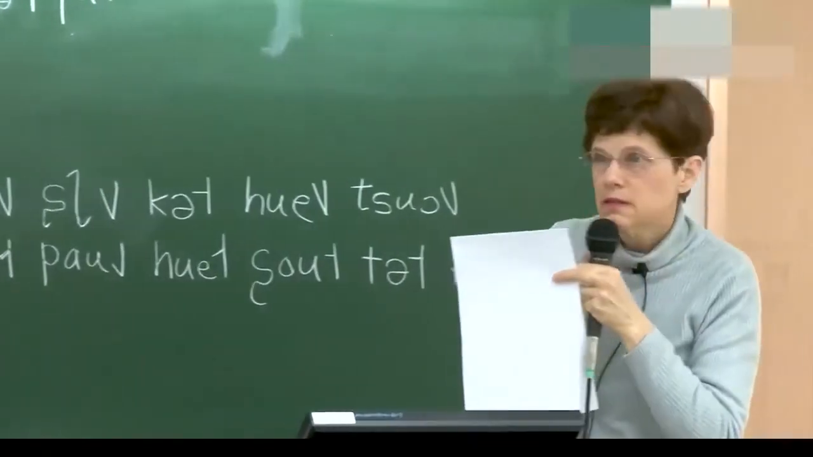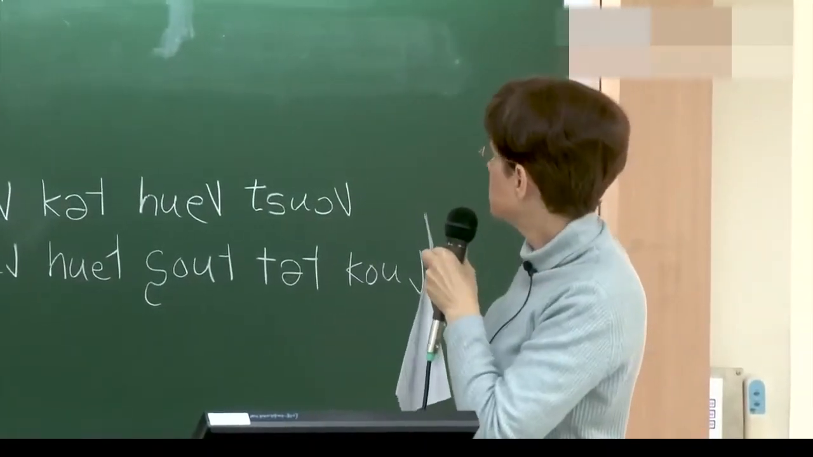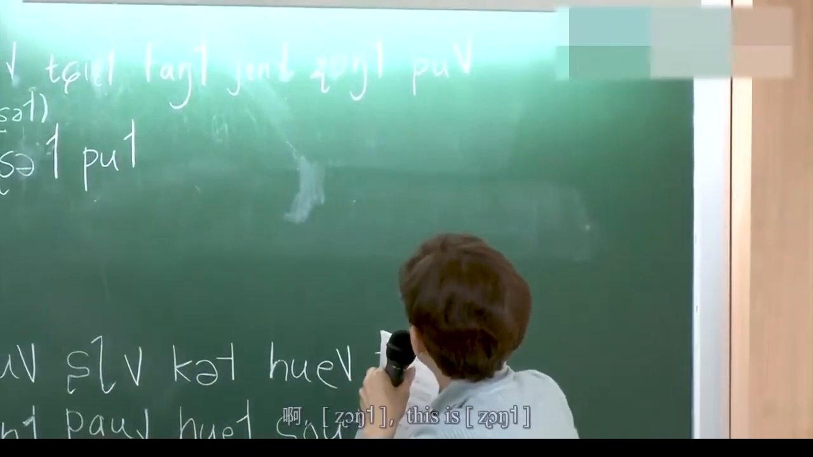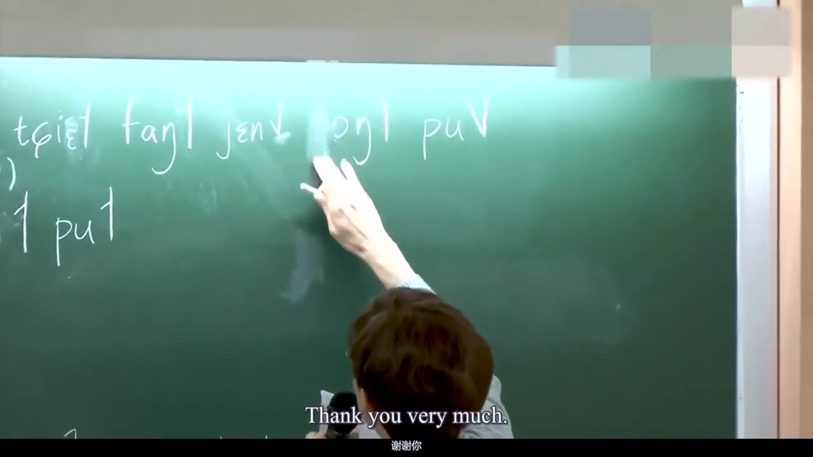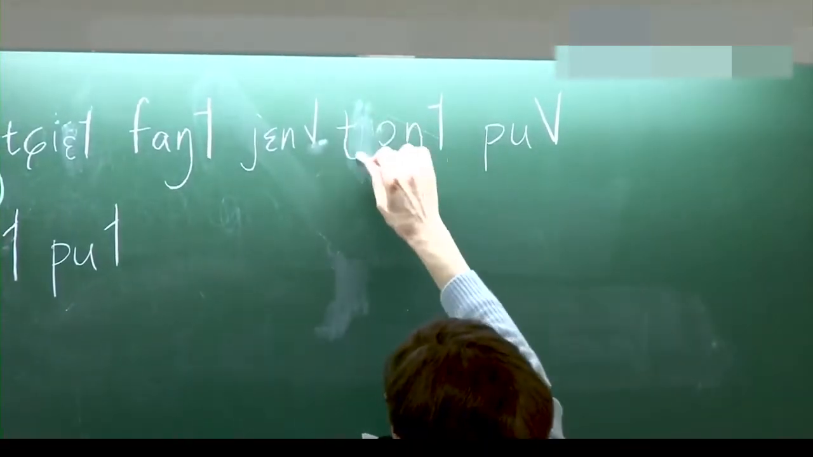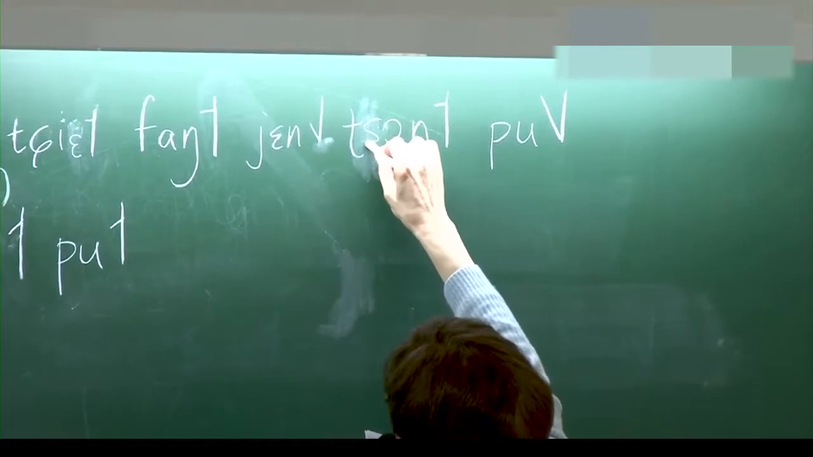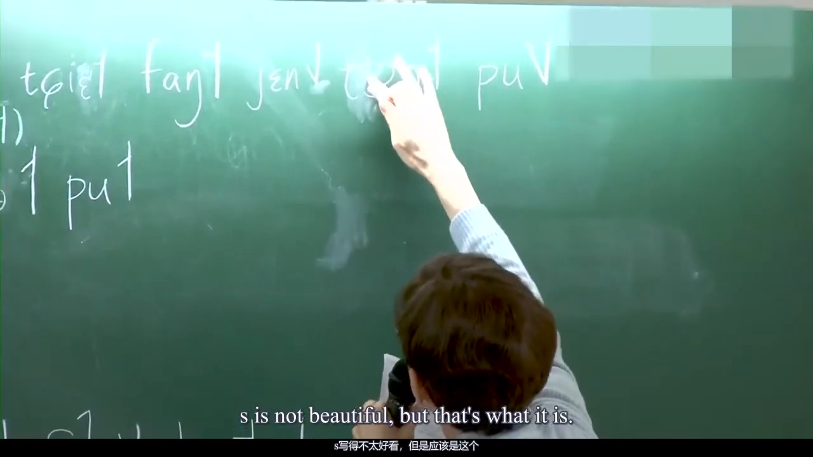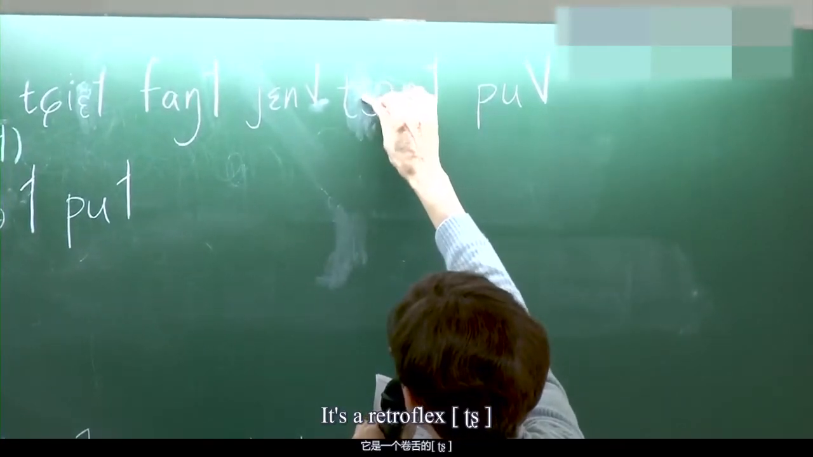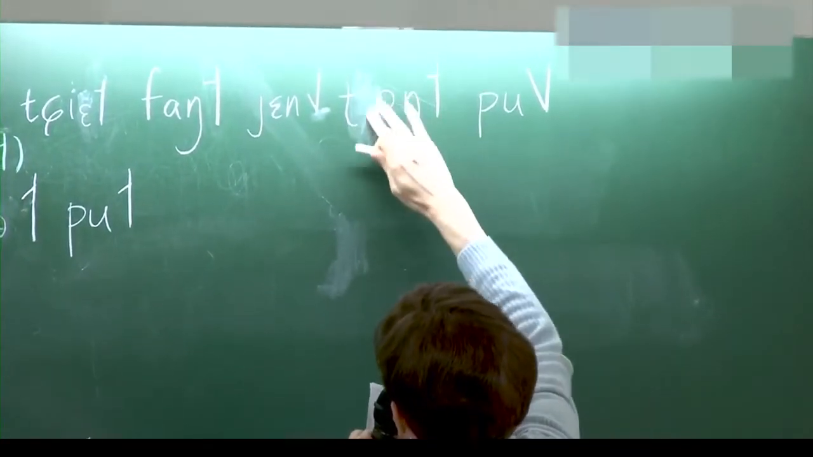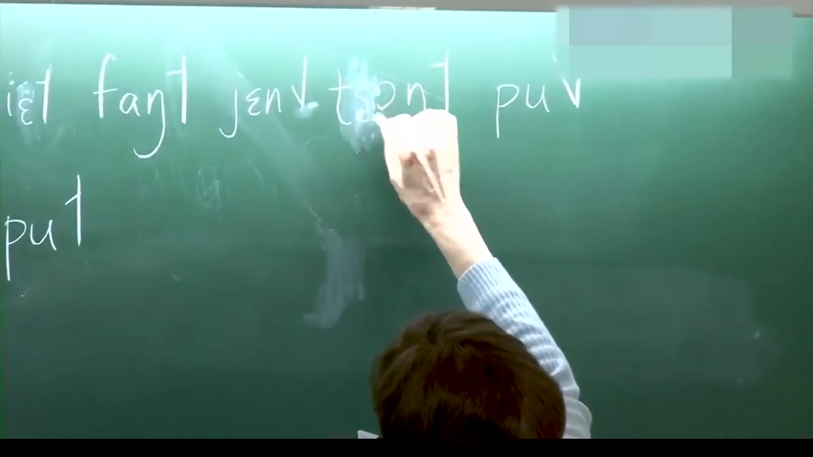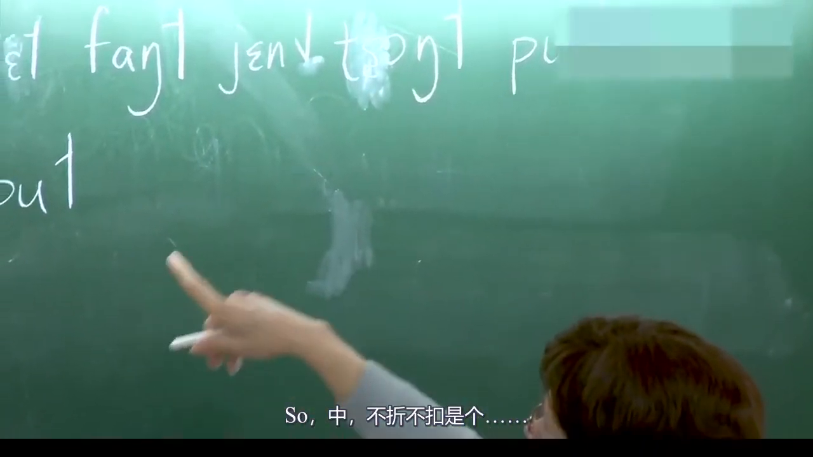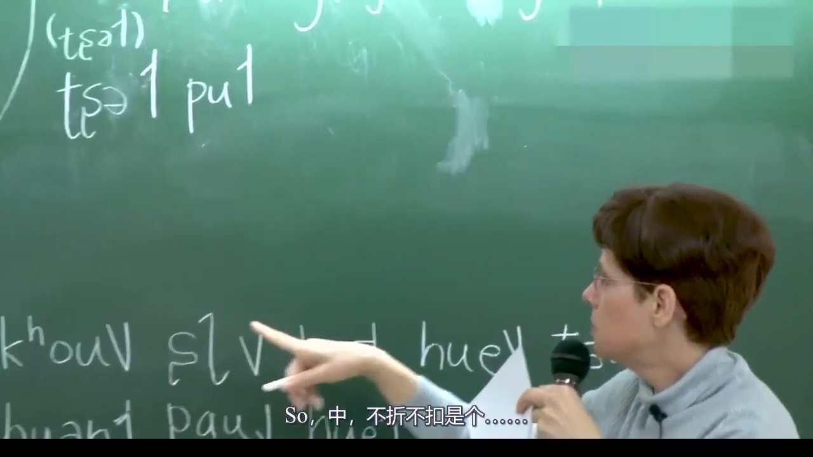Sorry? Thank you. Wrong. This is wrong. Thank you very much. This is what we should have here. Okay? 中. S is not beautiful, but that's what it is. It's a retroflex. 之. Try it again. Not much better, but here. Okay, so 中, 不, 折, 不, 扣, 是, 个.